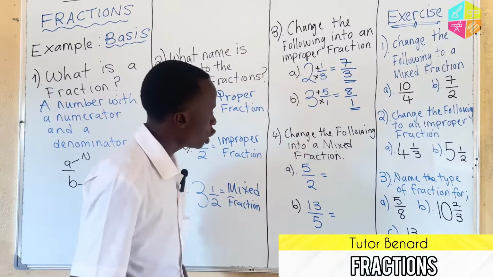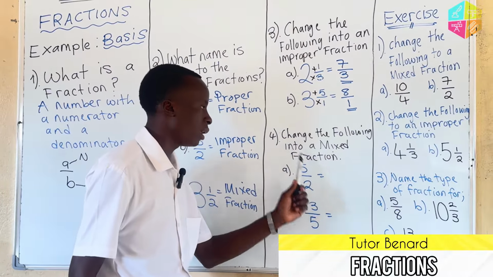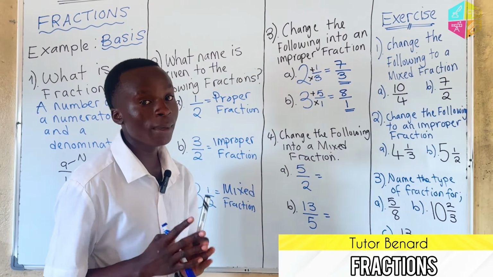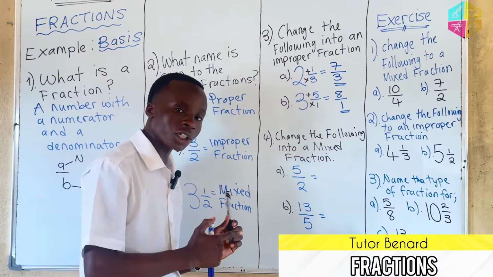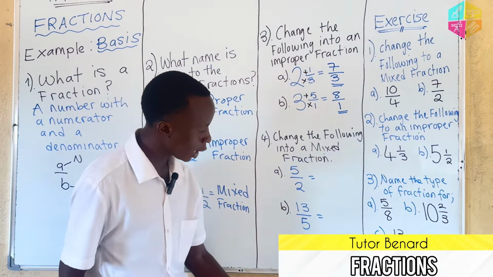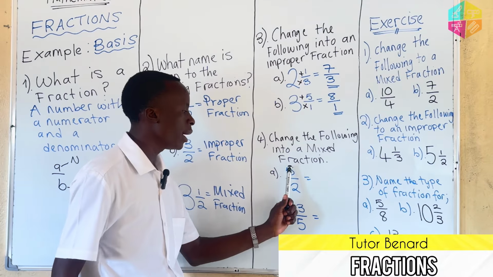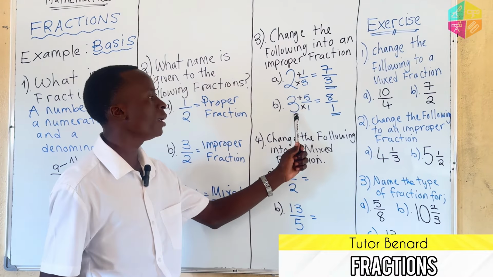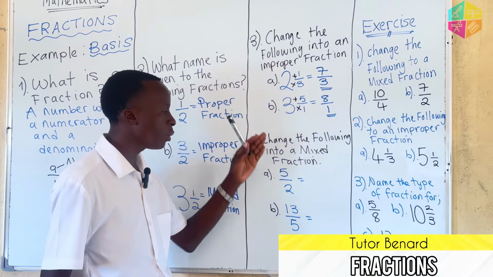Question 4 says, change the following into a mixed fraction. In question 3, we were changing from a mixed fraction into an improper fraction. But in question 4, we have been given an improper fraction, and now we need to change it back into a mixed fraction. So how do we change an improper fraction into a mixed fraction?